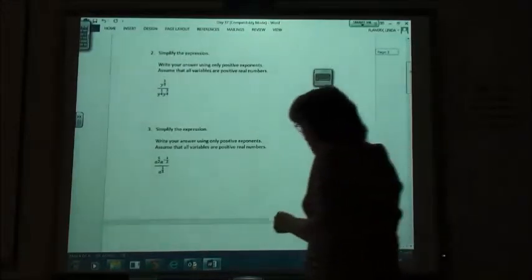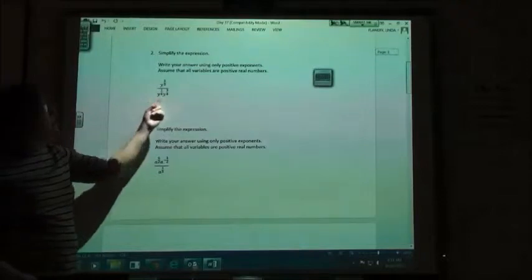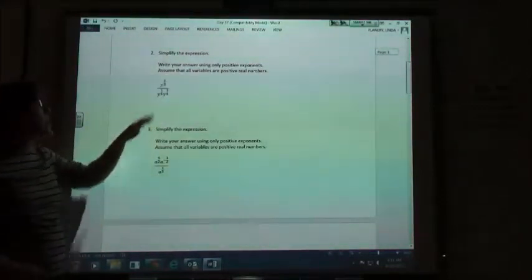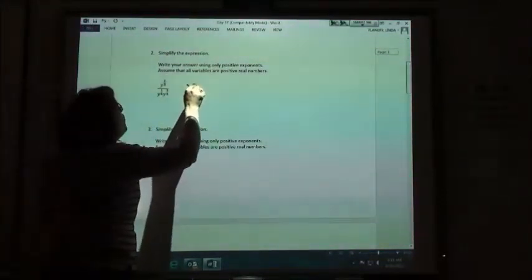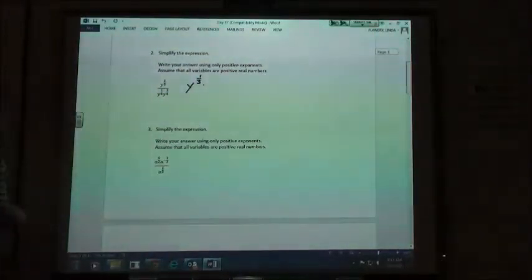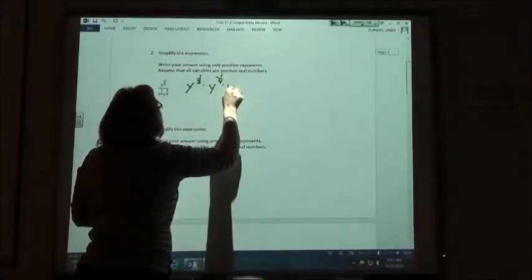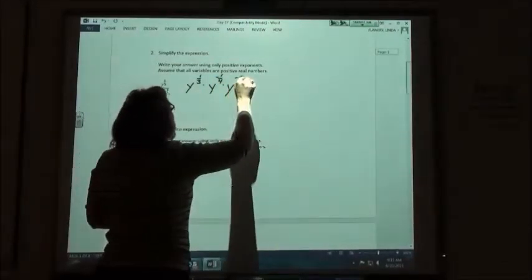So on the second one, same thing. This time we have two things in the denominator. We're going to move them both up to the numerator. So I'm going to have y to the 1/3 times, and then the next one would be negative 1/4. Y to the negative 1/4 times y to the negative 3/4.